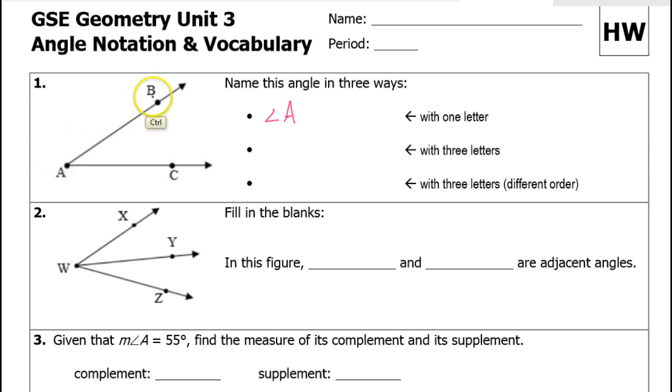A has to go in the middle. So we could call this angle BAC, or we could write it the other way around and call it angle CAB. Alright, the important thing is that the vertex is in the middle when you use the 3-letter name.